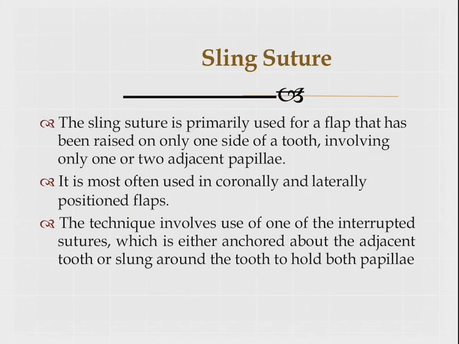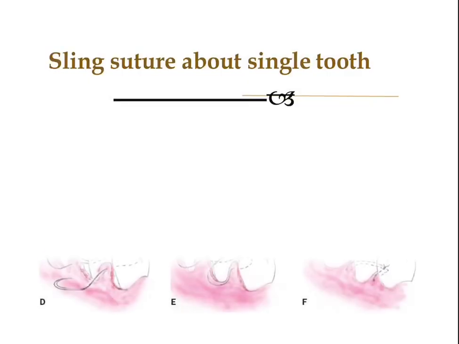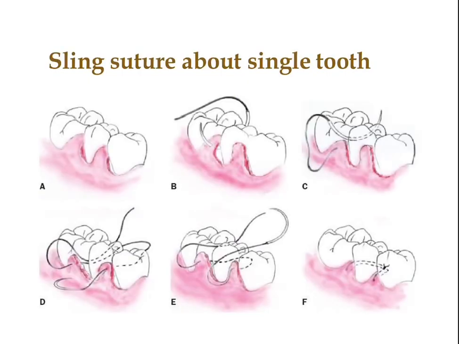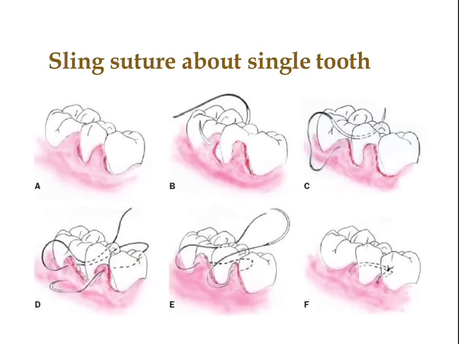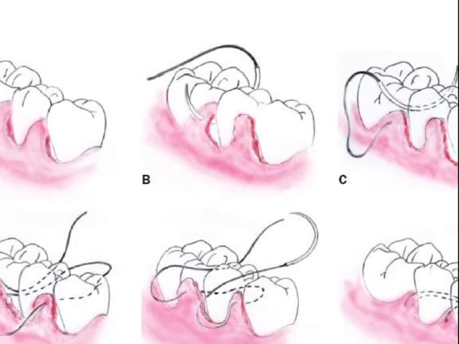It is most often used in coronally and laterally positioned flaps. This technique involves use of one of the interrupted sutures, which is either anchored above the adjacent tooth or slung around the tooth to hold both the papilla. This is how the single suture above the single tooth looks like. See how you can see the sling suture.